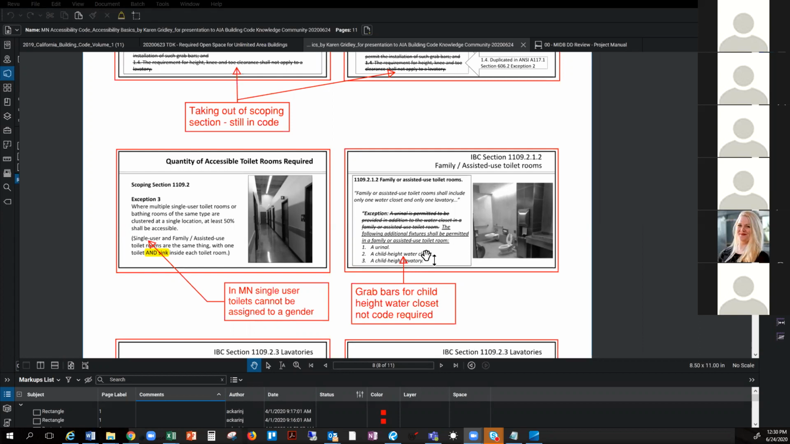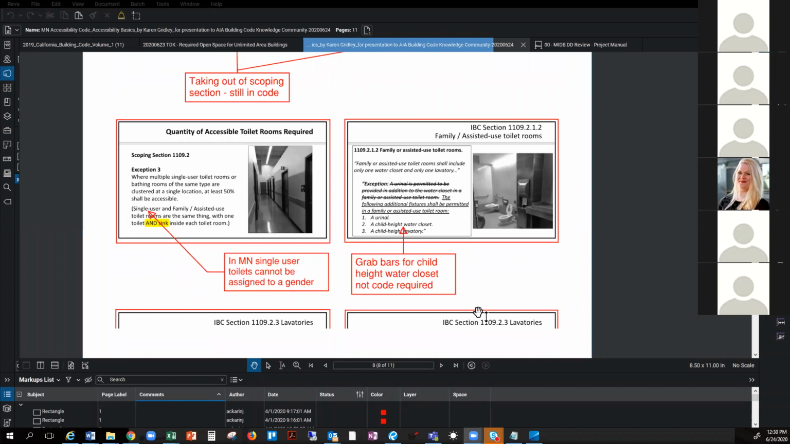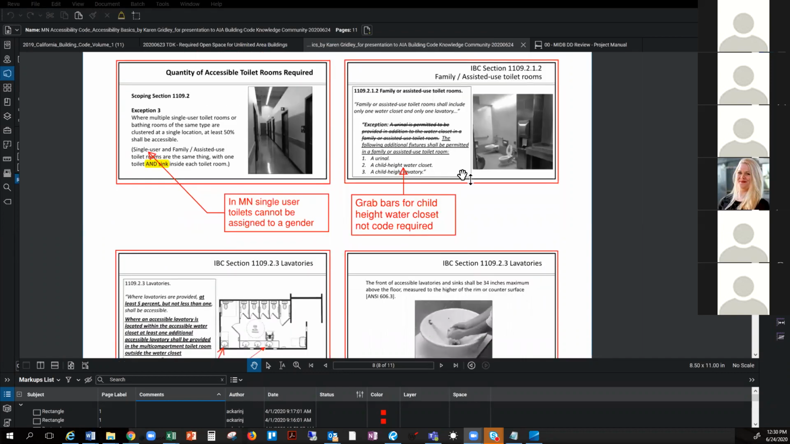And this is really just talking about grab bars for child height while water closet is not code required. Take a look at that, be aware of the slight nuances to go from an adult versus into a child height unit.